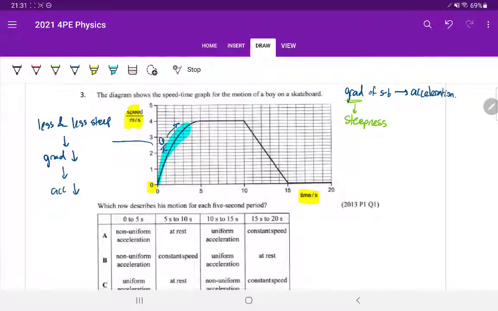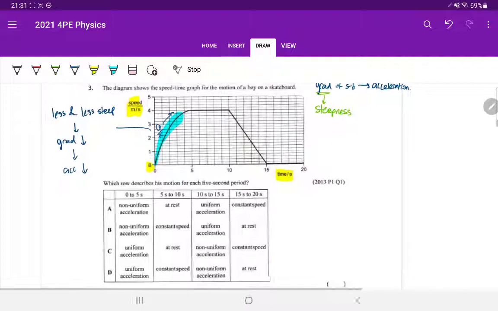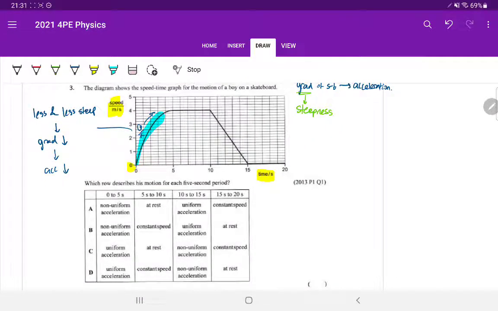So let's look at the question. Question 3, the diagram shows the speed time graph for the motion of a boy on a skateboard. Which row describes his motion for each 5-second period? We know that 0 to 5 seconds is going to be less and less steep. Less and less steep means the acceleration is changing, so it's non-uniform acceleration. So you have these two, and these are already out.